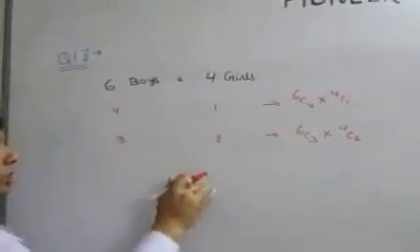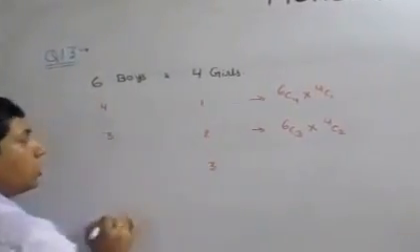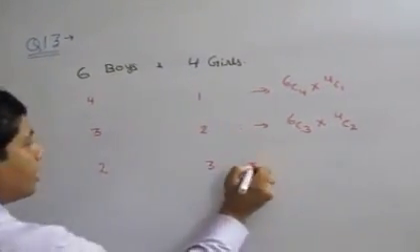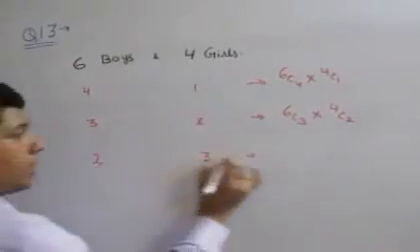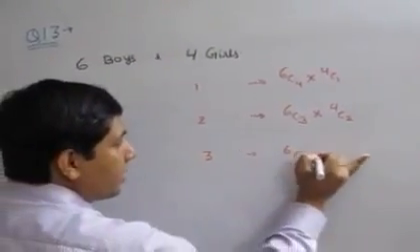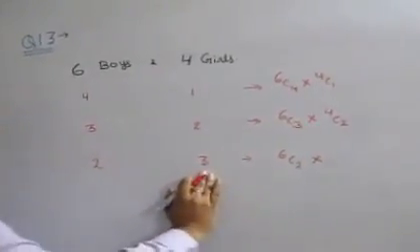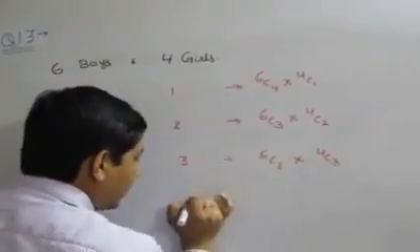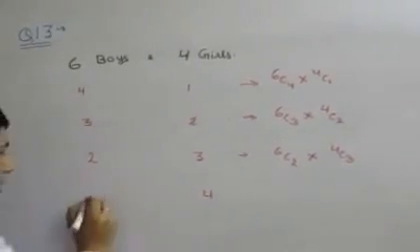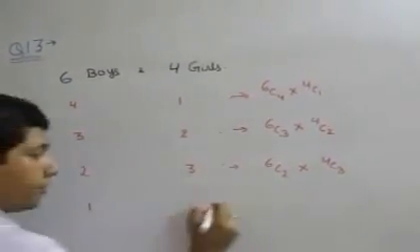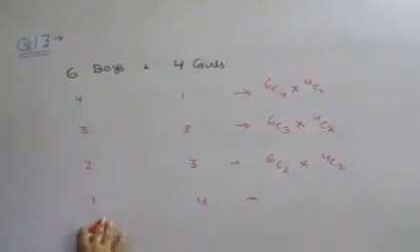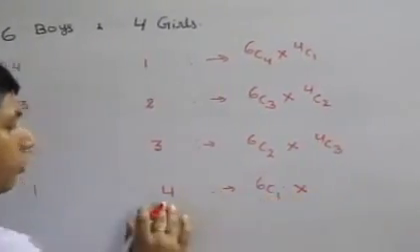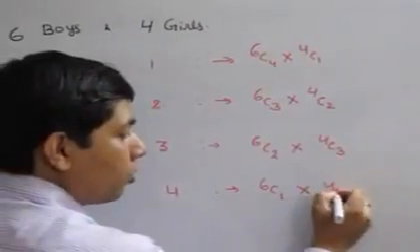In case 3, if the number of girls is 3, then the number of boys must be 2. That means in this case, we have to select 2 boys out of 6 boys, and we can do it in 6C2 ways, into, we have to select 3 girls out of 4 girls, we can do it in 4C3 ways. Now the last case is when we have 4 girls in the group and only 1 boy. Then in this case, we have to select 1 boy out of 6, the number of ways is 6C1. And we have to select 4 girls out of 4, that means 4C4.